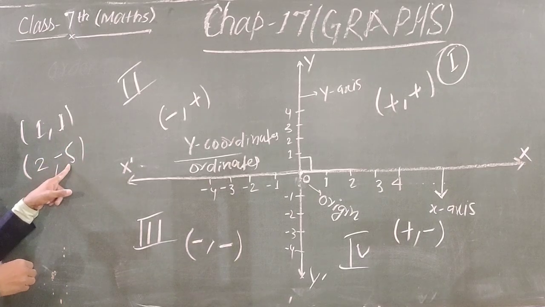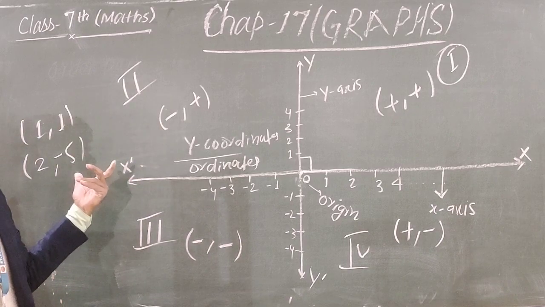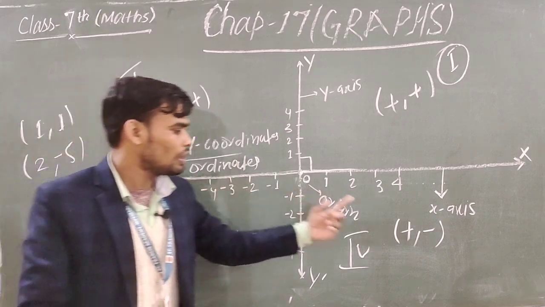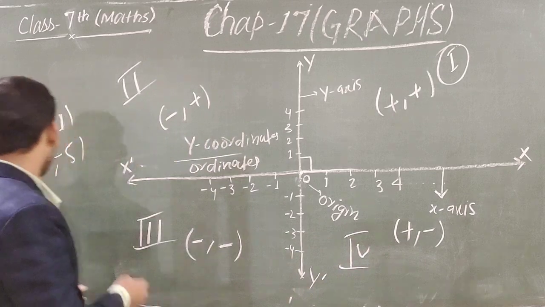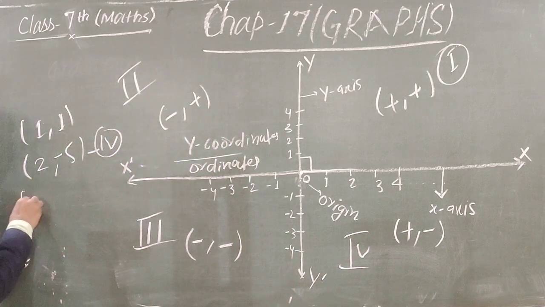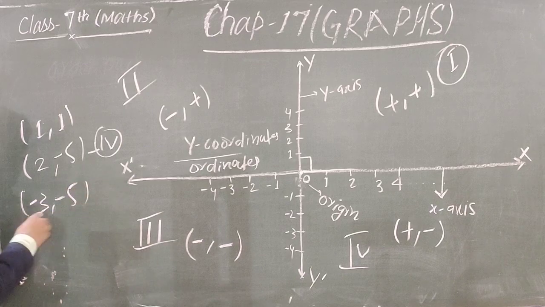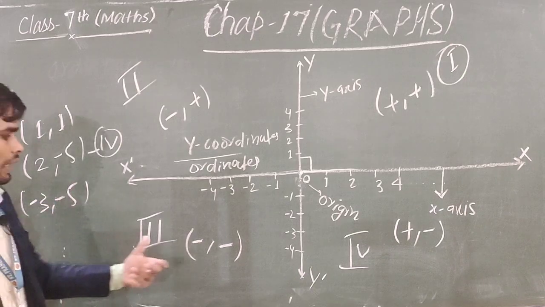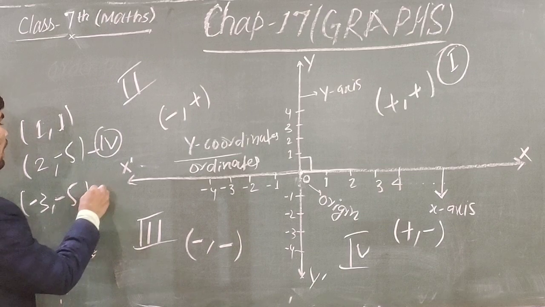So x is positive, y is negative. You see where x is positive, y is negative. So x is positive, y is negative in the fourth quadrant. So this point will lie in the fourth quadrant. If I am talking about minus 3 comma minus 5, x negative, y negative, both are negative, in the third quadrant. So this point will lie in the third quadrant.